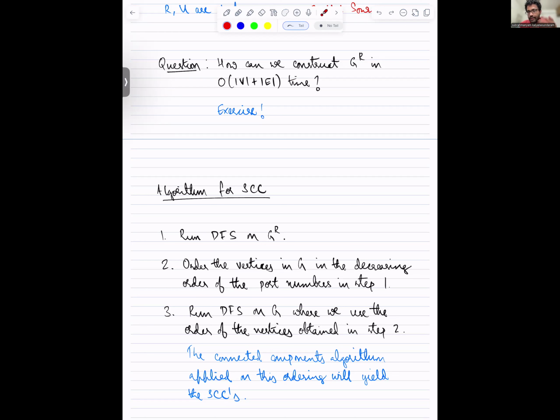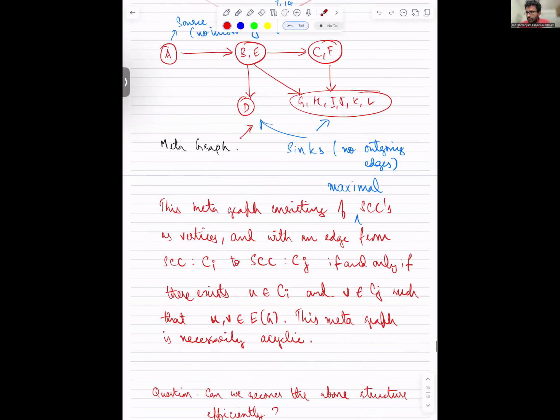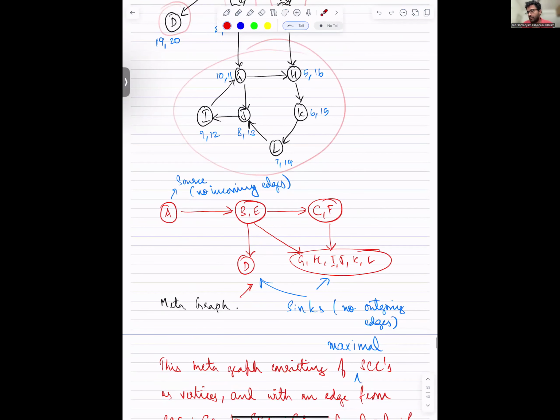So in the remaining graph, you will pick a sink in the remaining graph. It may not have been a sink in the original graph, but it will be a sink in the remaining graph. Here there is only one sink, but once you remove this component, then you have two sinks. Suppose GHIJKL is removed, then CF is a sink, and D is also a sink. So the next vertex in the ordering could be either from D or from CF.